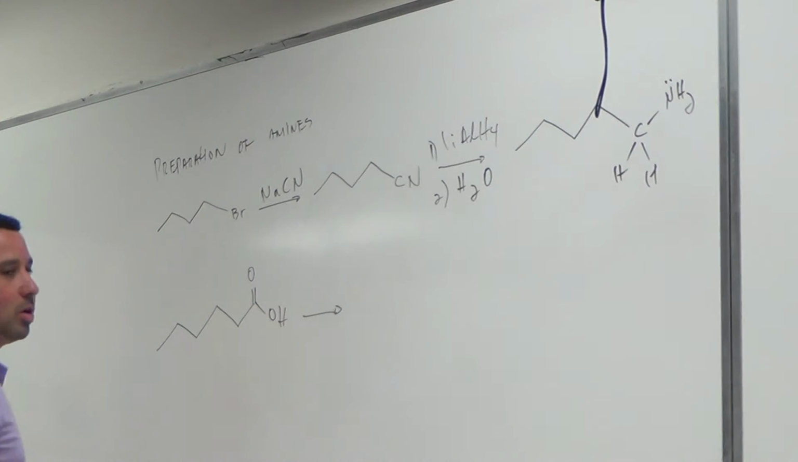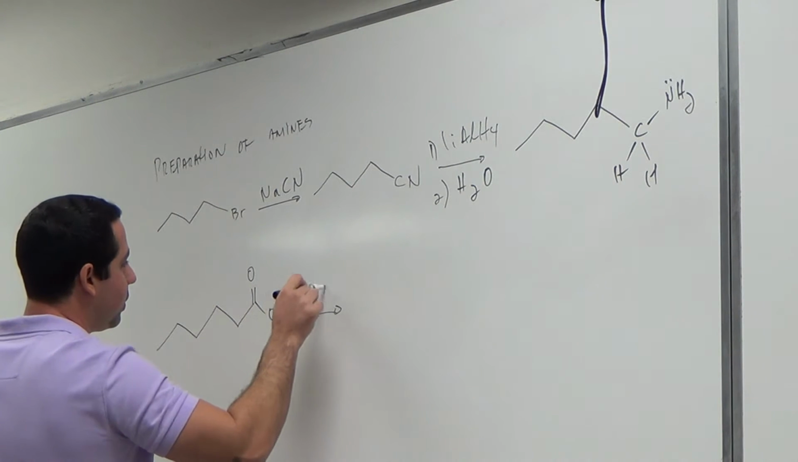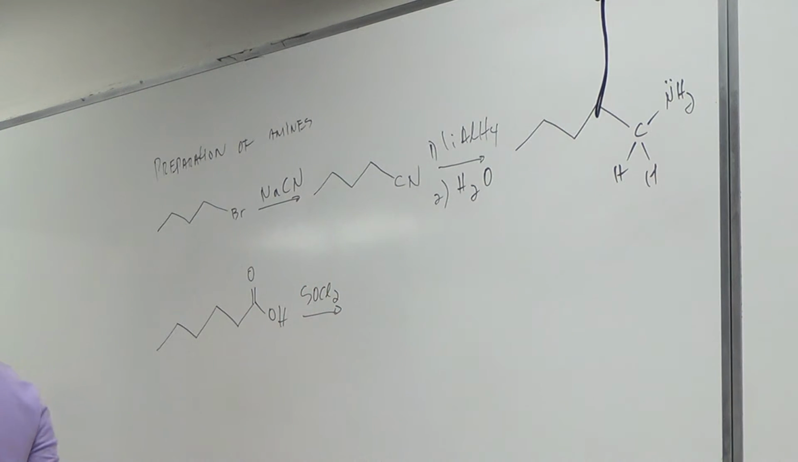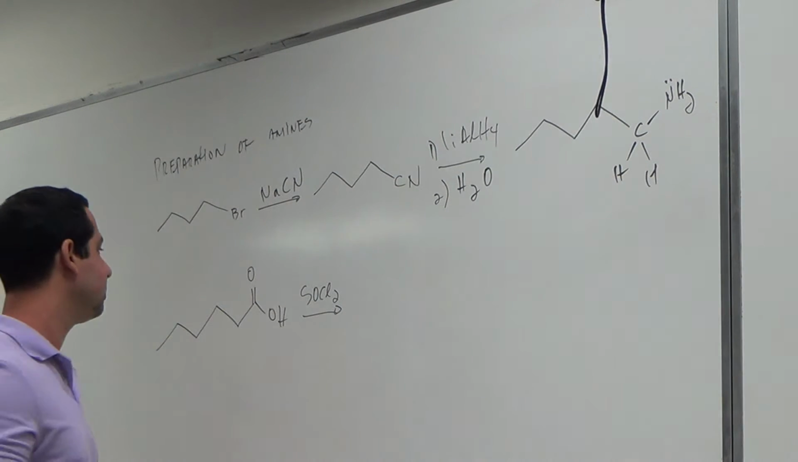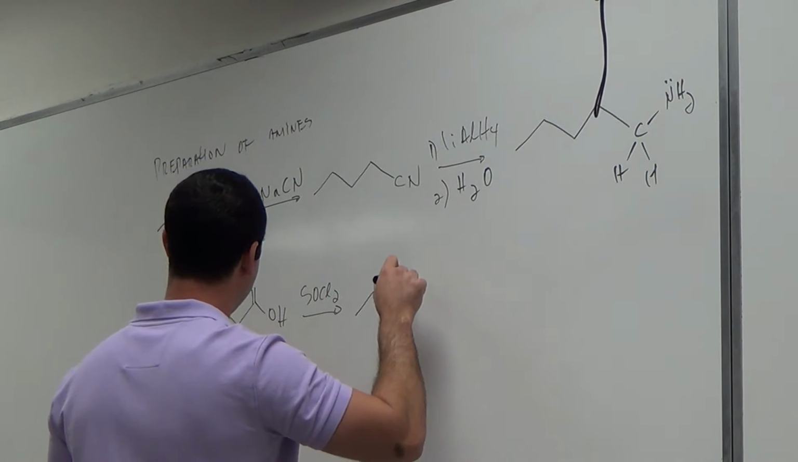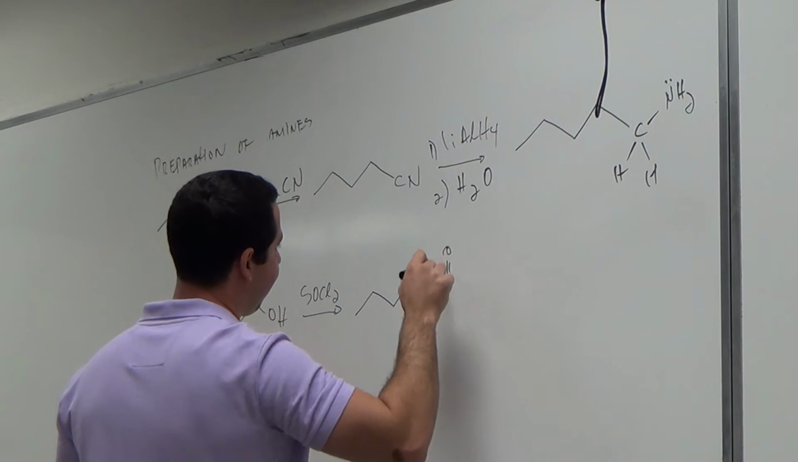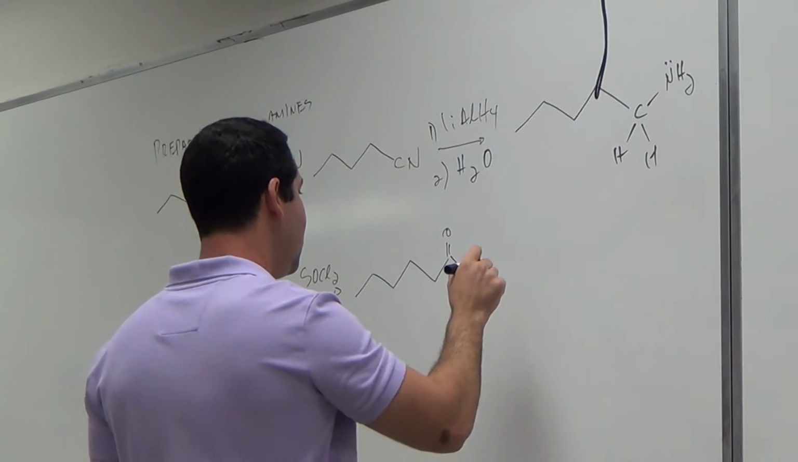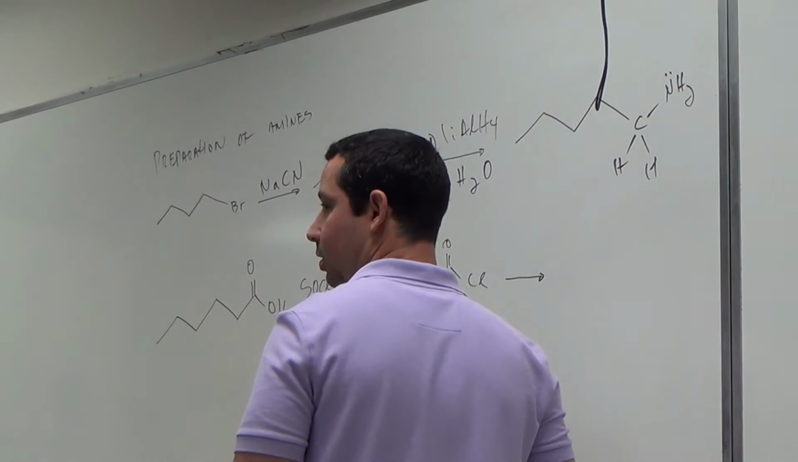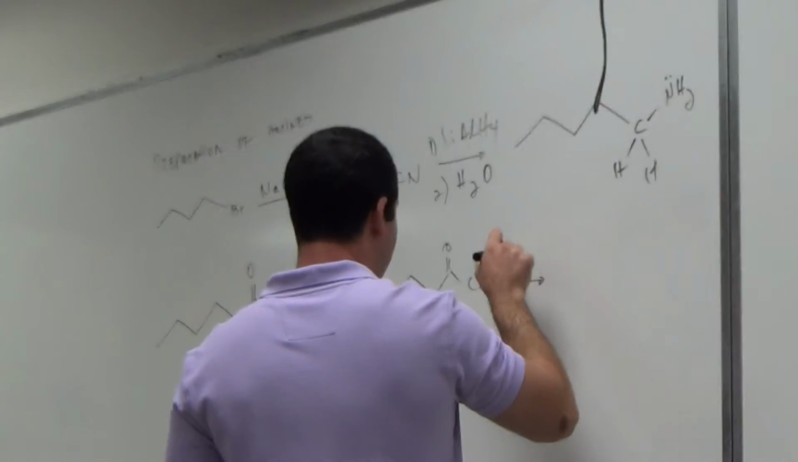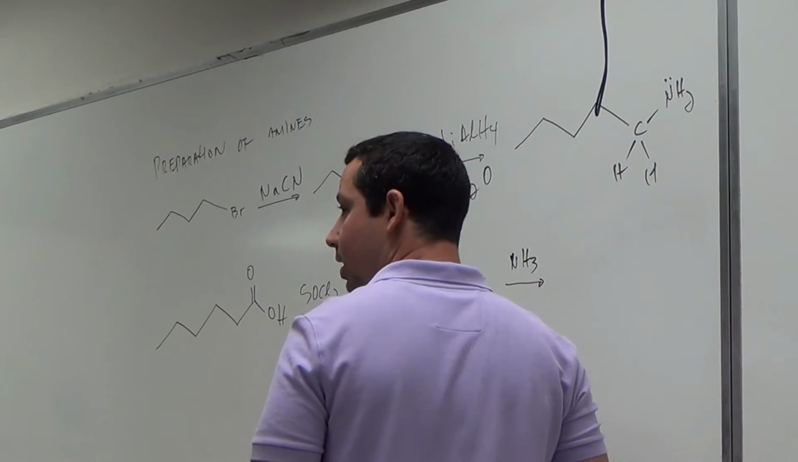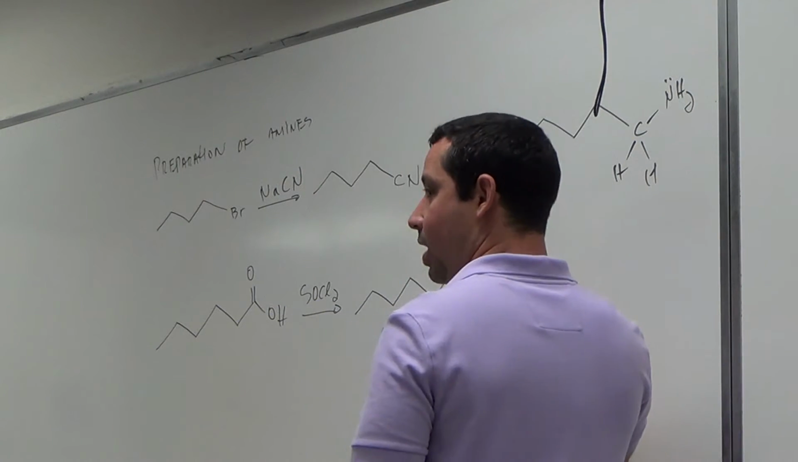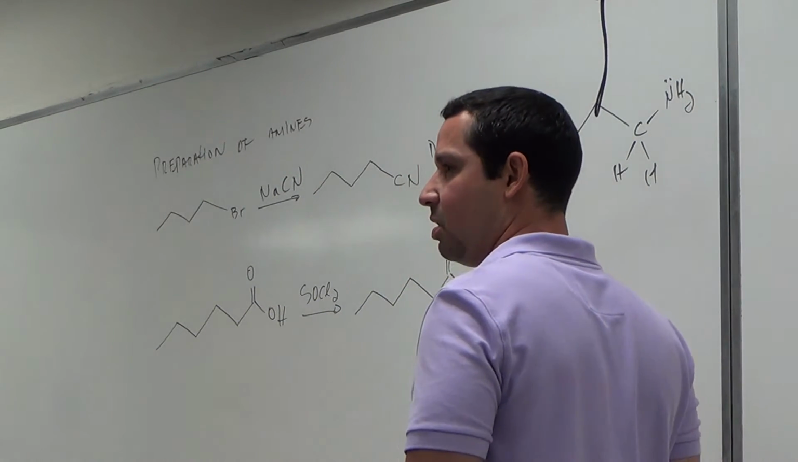Right? So, we treat this with thionyl chloride. What are we going to get from there? The Cl in place of the OH. Acyl halide. What can we do from there? We can make this an amide with NH3, in excess. Why excess?